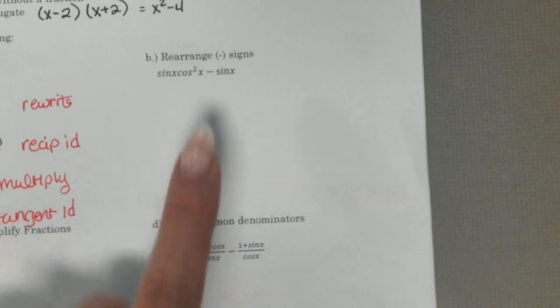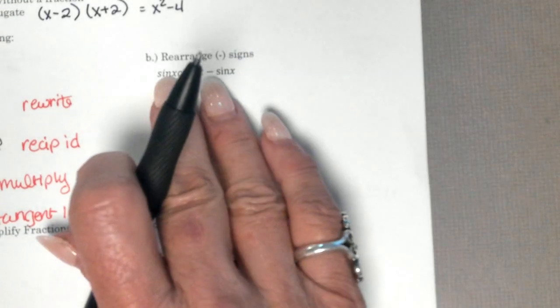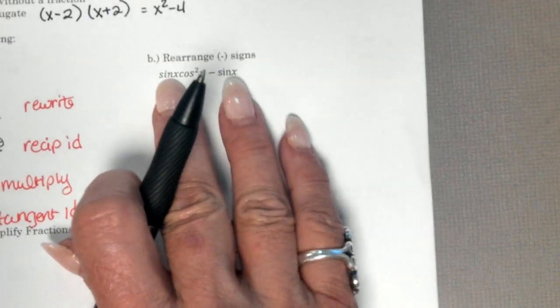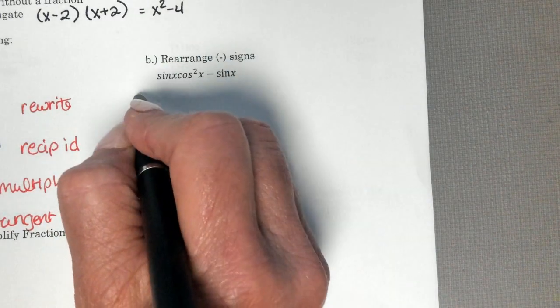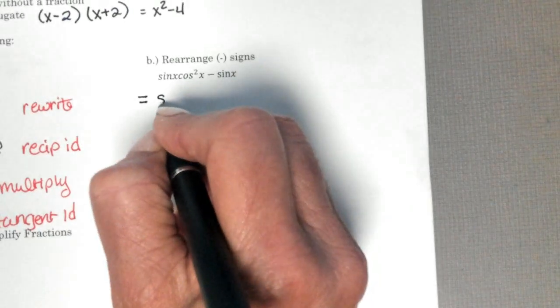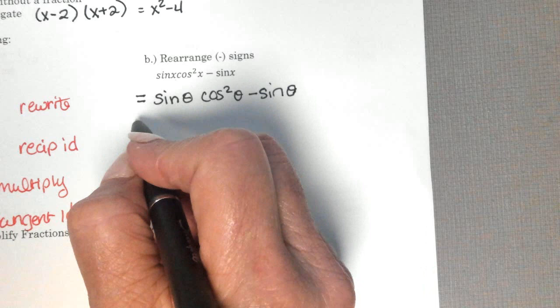Next. Sometimes we have to rearrange our signs a little bit. So this one, to start off with, I've got a sine in both of my terms. So I see that as a common factor, and I'm going to take that out. Also, instead of using x, I'm going to use theta. I like using theta better. It doesn't look like a letter as much, and it just keeps me from messing things up. So I'm going to go ahead and write that out with just the theta in there.